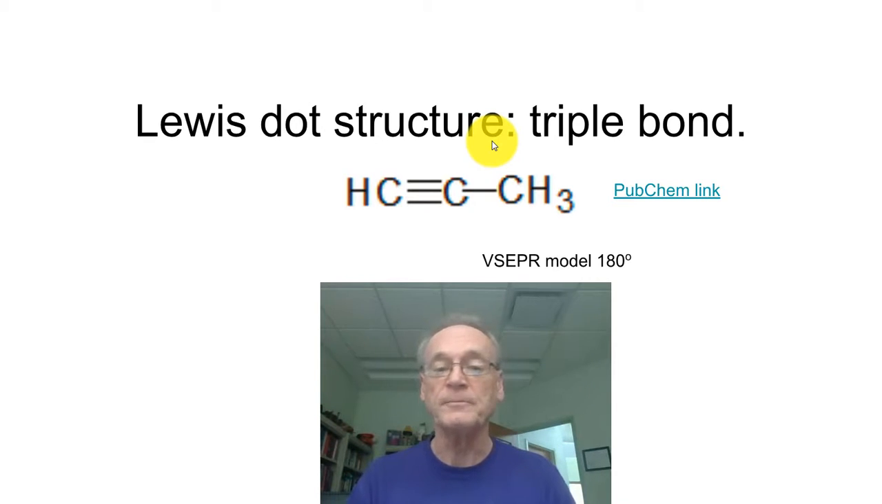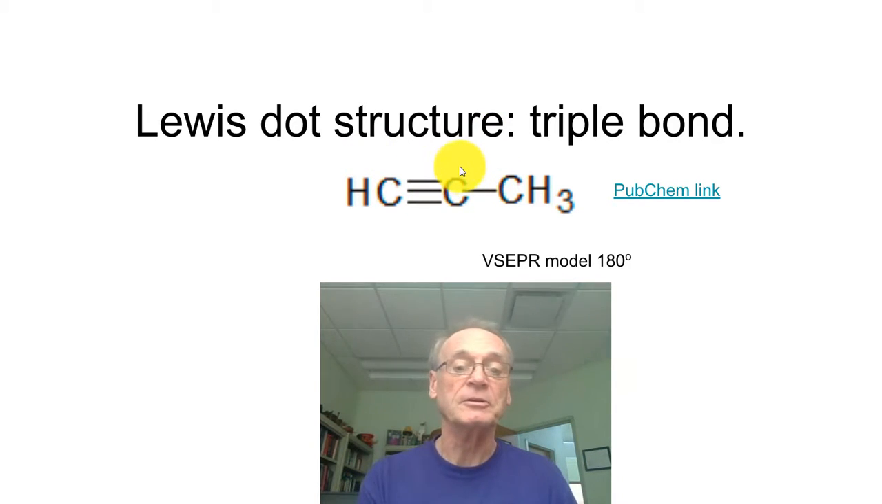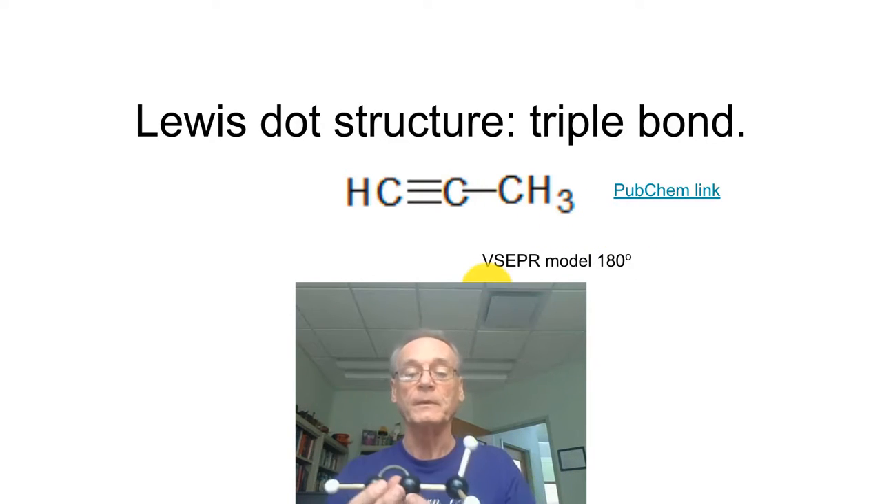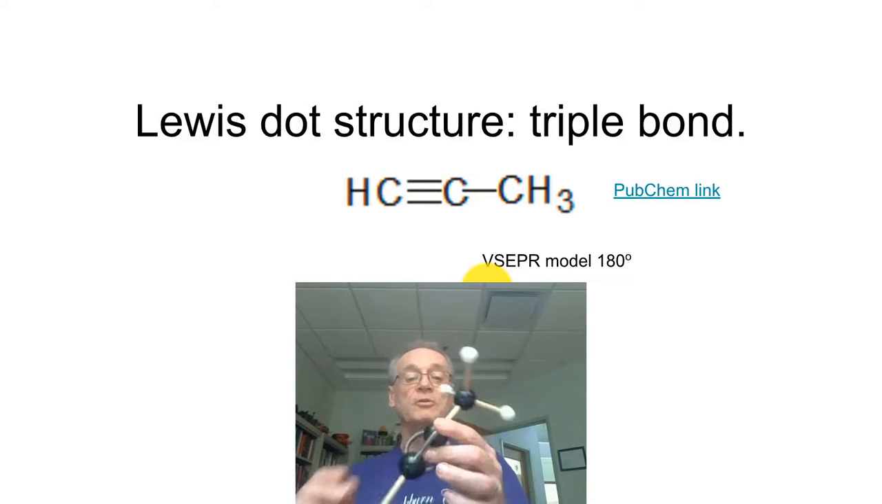Alkynes contain the triple bond, and I've drawn the picture of a particular alkyne. This is called propyne. It's 3 carbons with a triple bond. This is the Lewis dot structure. A little odd to call it that since there are no dots here, but that's always true when you have only carbons and hydrogens. So let's take a look at a ball and stick model for this molecule.